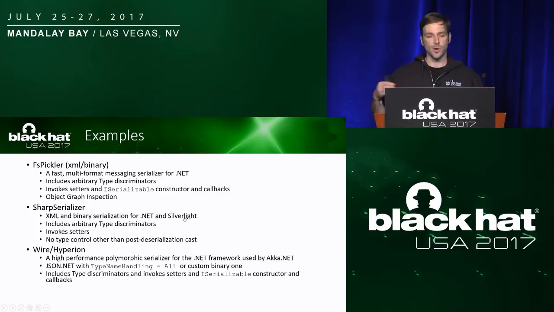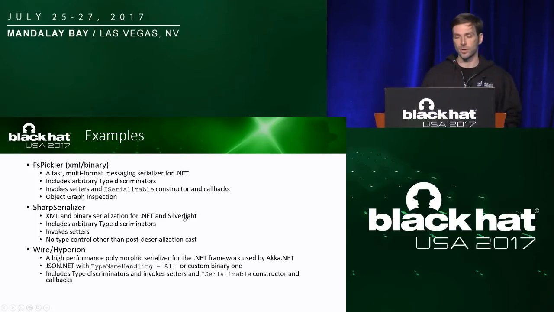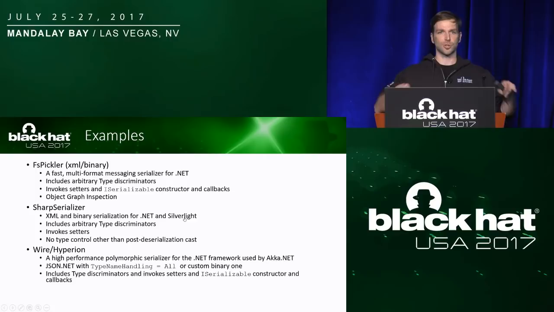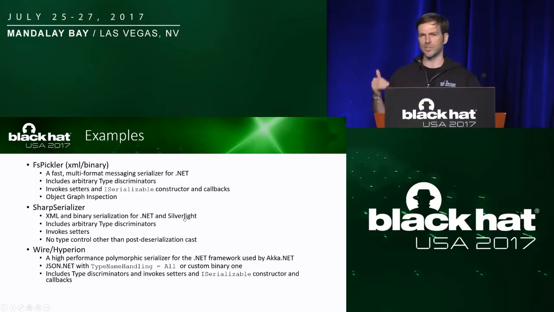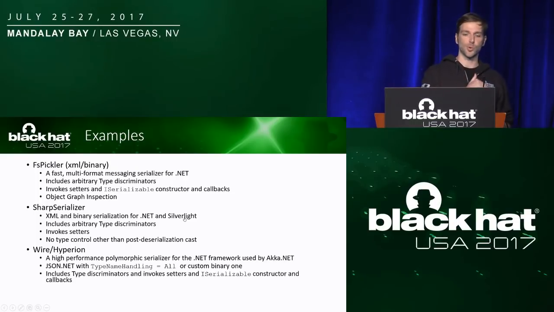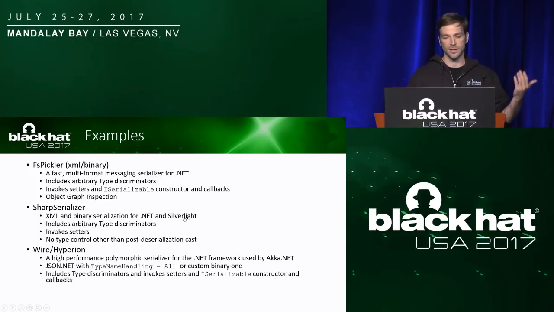Then we have Wire, that is now known as Hyperion, and is the serializer for Akka.NET. Akka.NET is basically the .NET version of the famous Scala and Java framework to deal with concurrency using actor-based models, where these actors communicate by exchanging messages that are serialized with JSON.NET using the insecure configuration that we showed you before, TypeNameHandling equals All. However, you can enable this new custom serializer that they implemented, called Hyperion, that also includes type discriminators, also invokes setters, and also performs no type control at all. So if you can send a message to an Akka.NET actor, you will be able to get remote code execution as well.